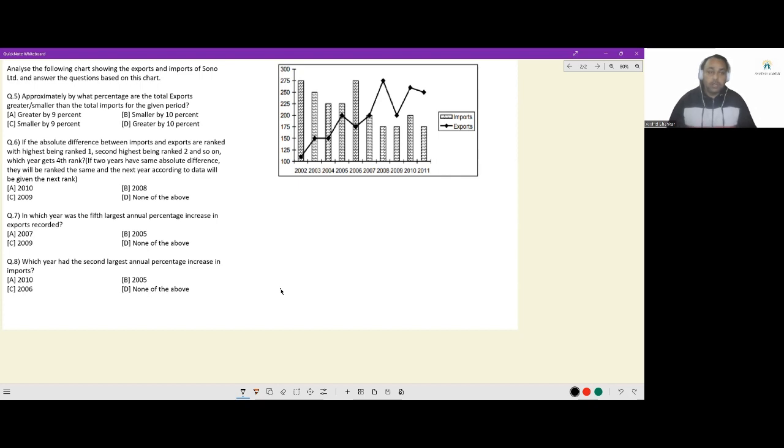Let's look at this question. Analyze the following chart showing the exports and imports of Sono Limited and answer the questions based on this chart. So we have information about imports and exports and the associated questions. We have to turn this into a table, record everything in the form of a table. That is easier to do.